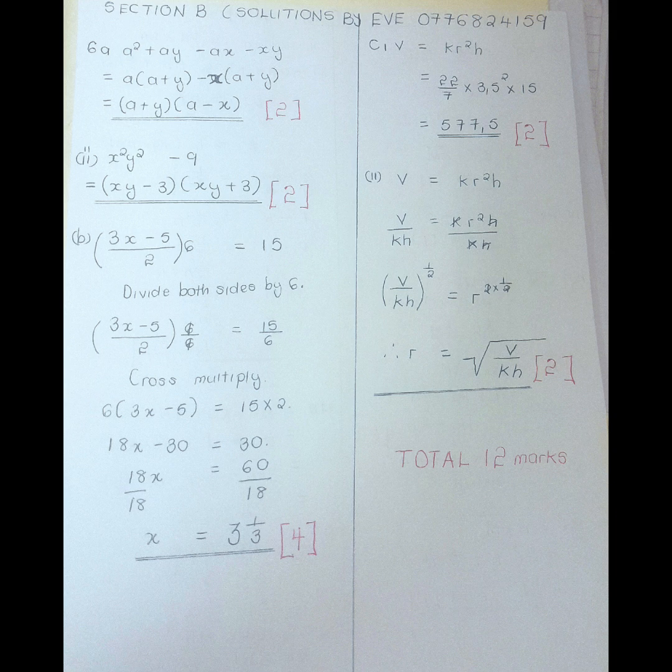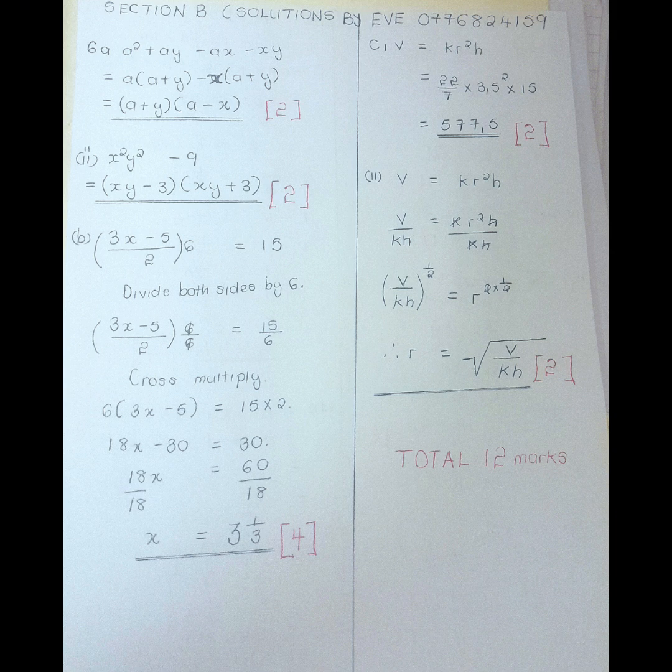It is going to be x plus y, a minus x. And then part 2, it is a difference between 2 squares. So we are going to say xy minus 3, xy plus 3, because we are just finding the square root of x squared y squared, which is xy, and also the square root of 9, which is 3. We open 2 brackets, and then we need to put a negative and a positive sign.